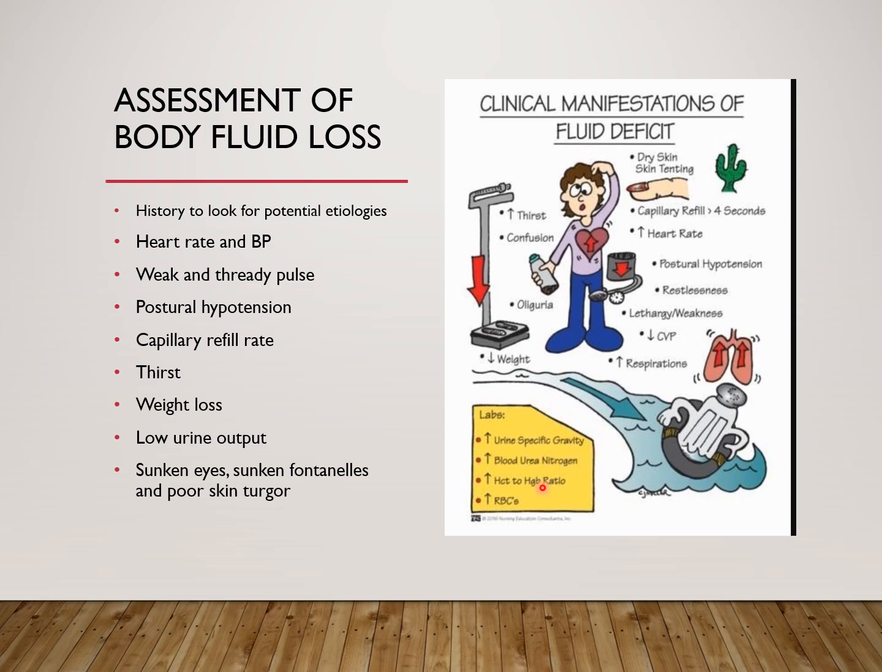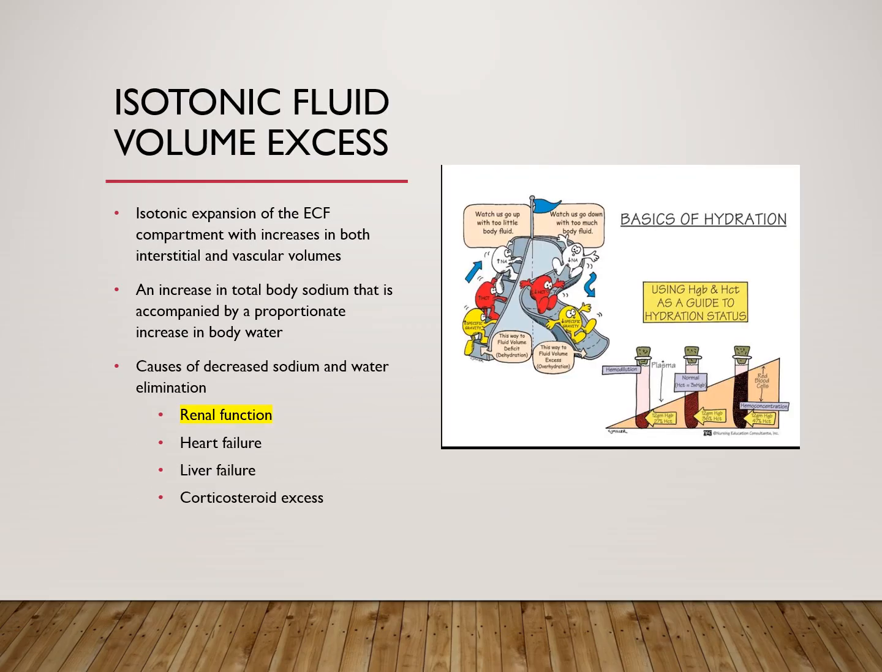There are also some lab findings you may want to look at. Urine specific gravity might go up. BUN might increase, as might hemoglobin and hematocrit ratios, and RBCs. This has to do again with loss of fluid within the system, so some of these serum levels may increase as we lose overall fluid in the body. So treatment for isotonic fluid deficit, I'm just going to mention it before we move on to excess, would really be to replace that fluid, right? You would find the underlying cause of why the person had lost volume, and then you would replace it.